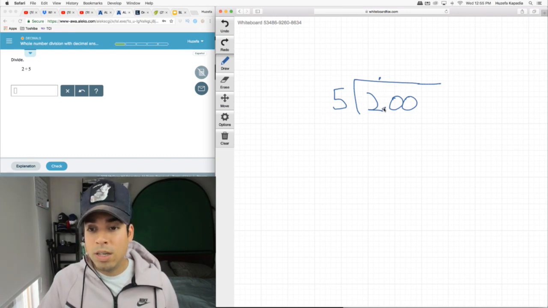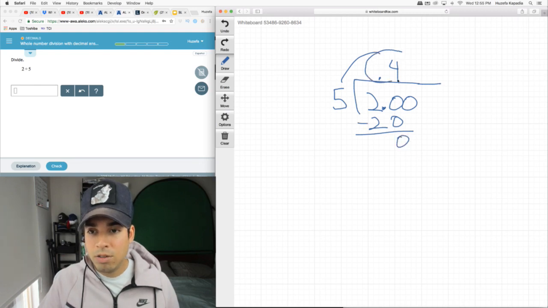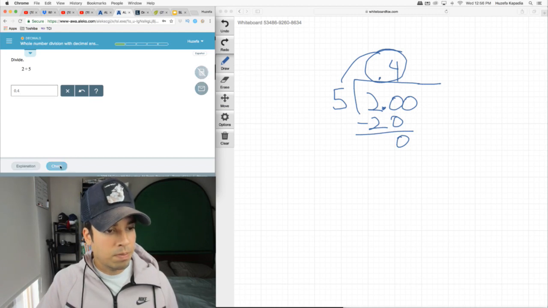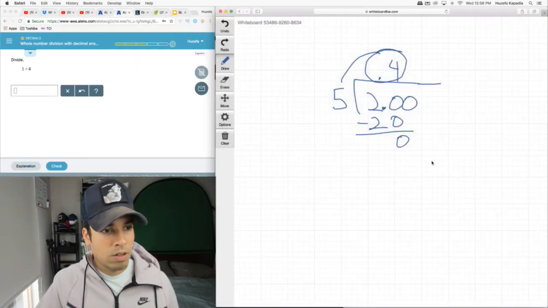Now, we can't divide 2 by 5. We can divide 20 by 5. So 5 goes into 20 4 times. 4 times 5 is 20. We subtract and we are done. So our answer right here is just 0.4. Put a 0 in front as a convention. And we're good. Last question.